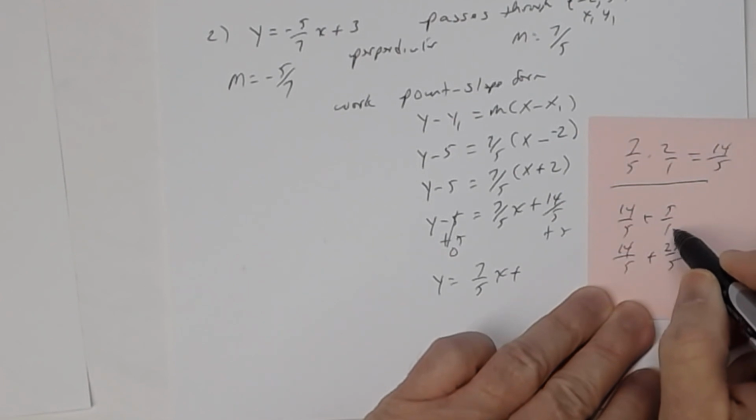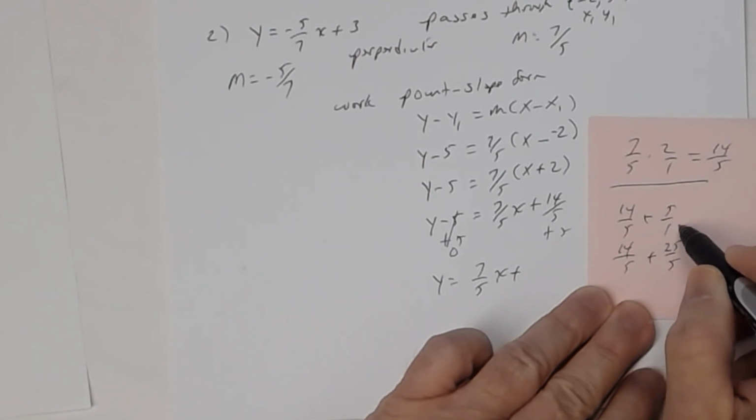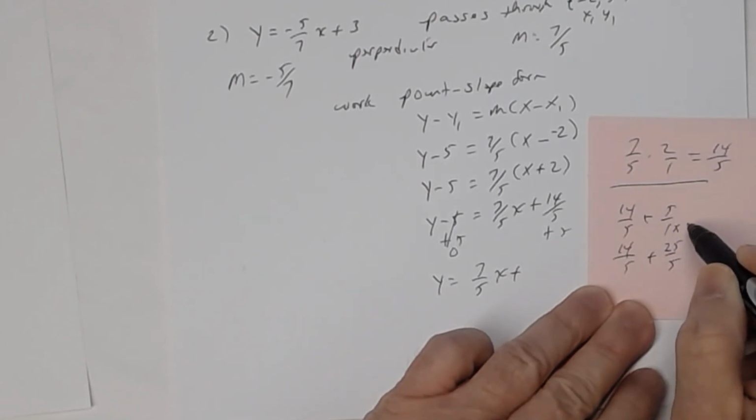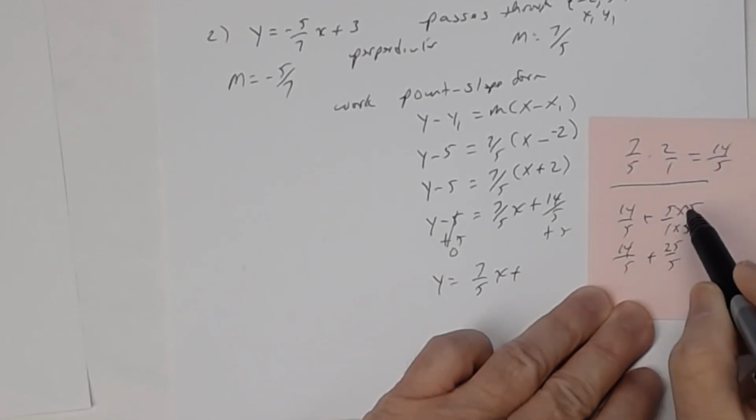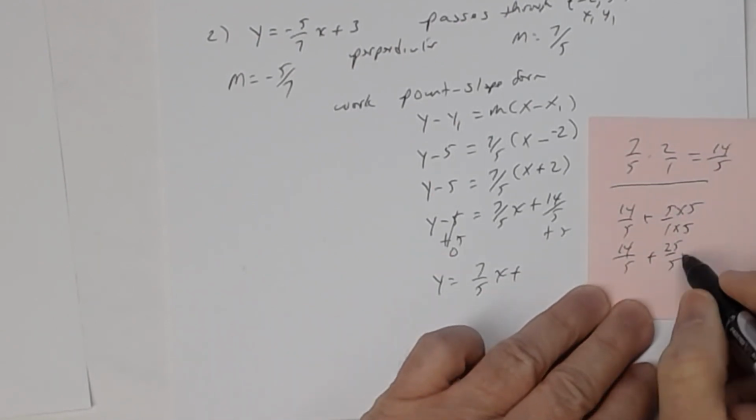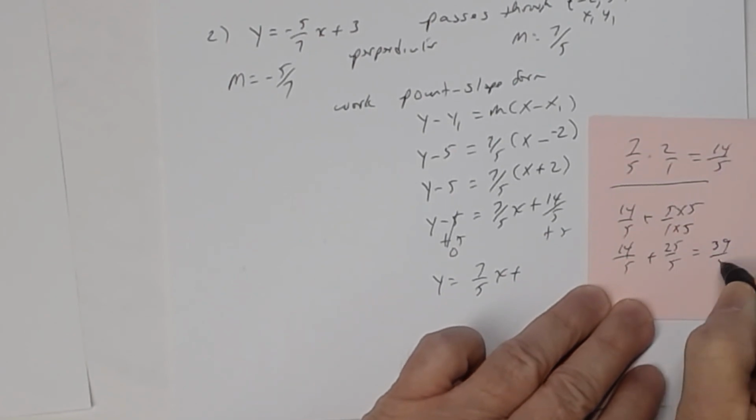But what some students do is they'll actually say, well, I need this right here to be a 5. I have this to be a 1. So I got to think, 1 times what number is 5? Well, that's going to be 5. But what I do to the denominator, I do to the numerator. So 5 times 5 is 25. And so this becomes 39 fifths.